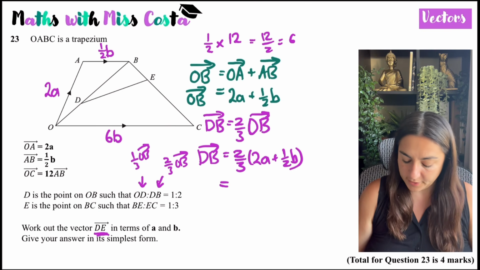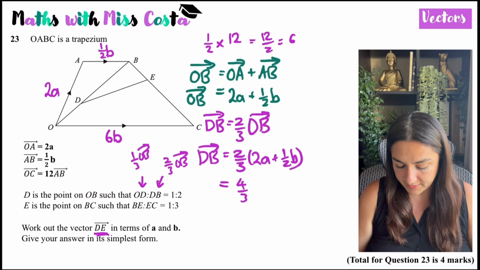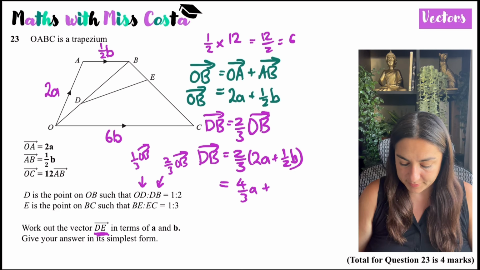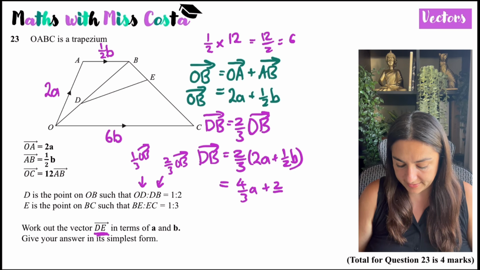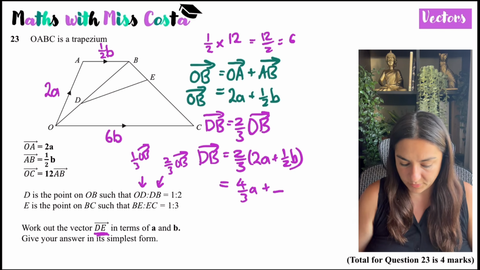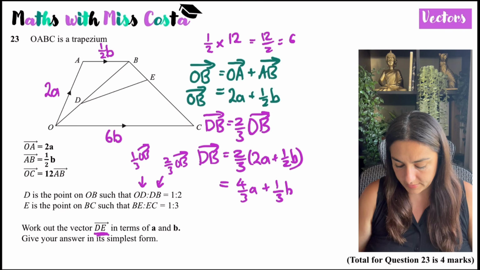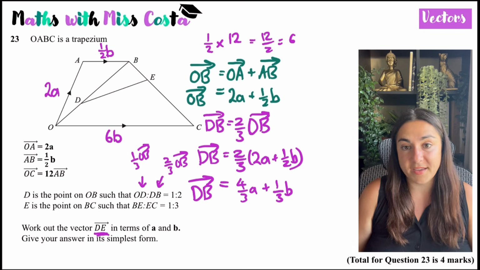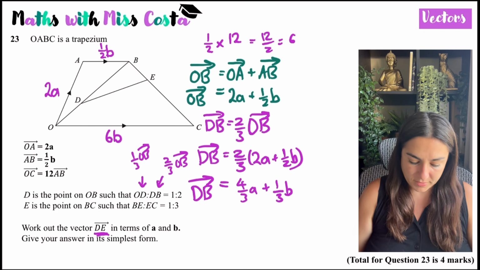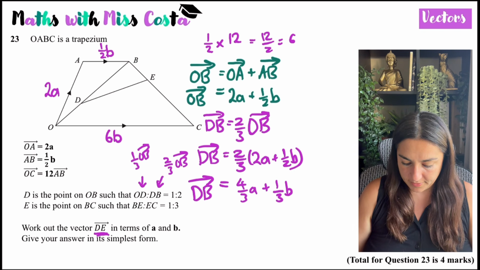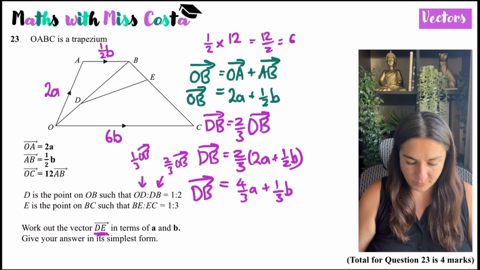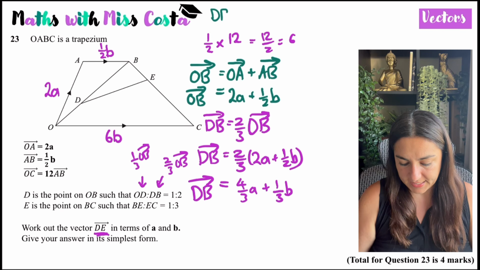So 2/3 times by 2 is 4/3 A, and 2/3 times by a half is going to be 2/6, or I could simplify that to 1/3. It's always best to simplify. So I know that DB is 4/3 A plus 1/3 B. So I'm just going to save that somewhere over here. Where can I save that? DB is 4/3 A plus 1/3 B.